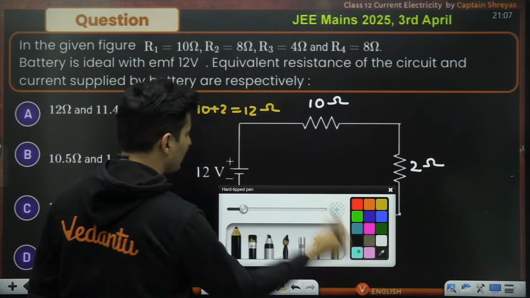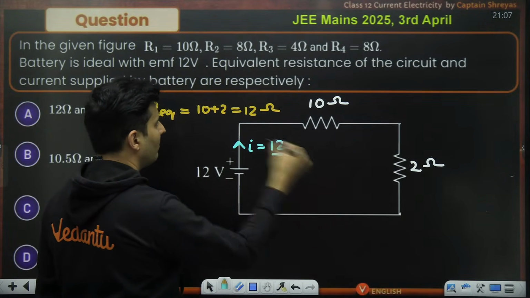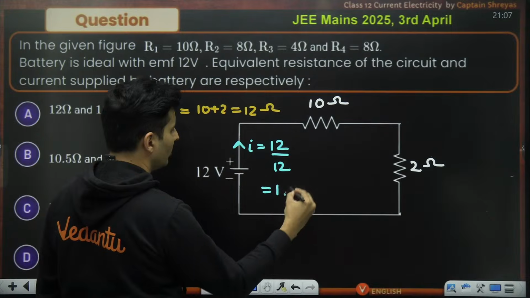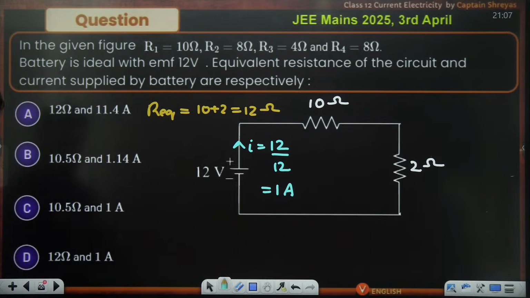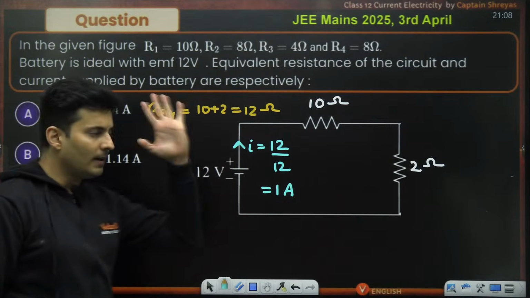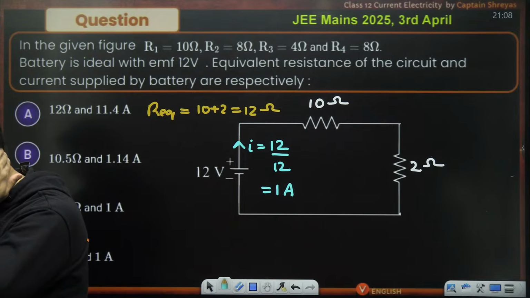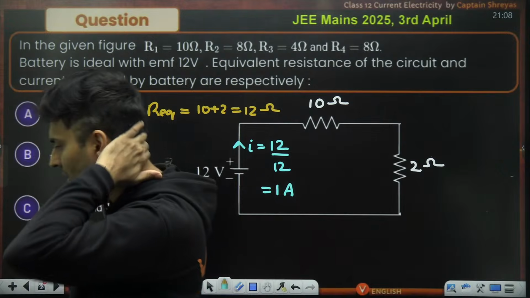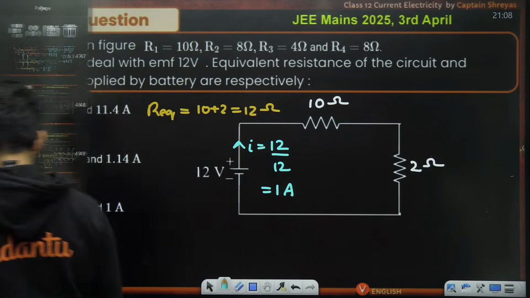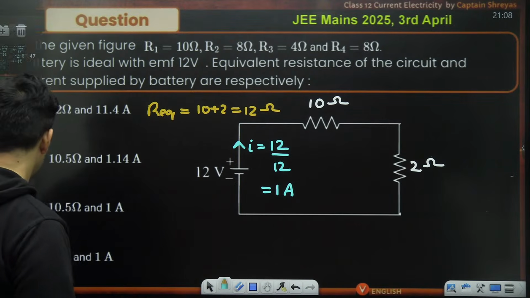So if you are asked what is the current in the circuit, it will be the total voltage divided by the total resistance, which is just going to be 1 ampere. So 1 ampere and 12 ohms, which is option D. Clear how to solve this? Yeah, perfect. This was asked this year. Can you believe that? Not that difficult, but when you forgot it. Very good remark, Kevin. Awesome.